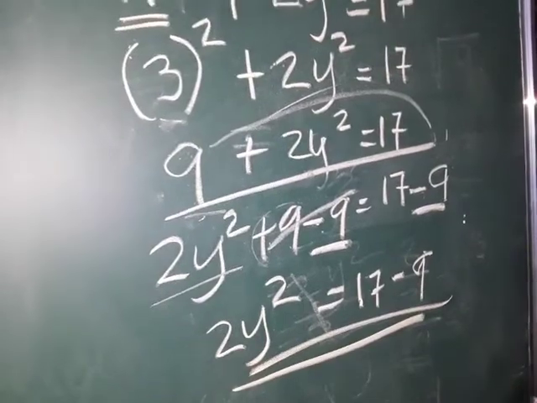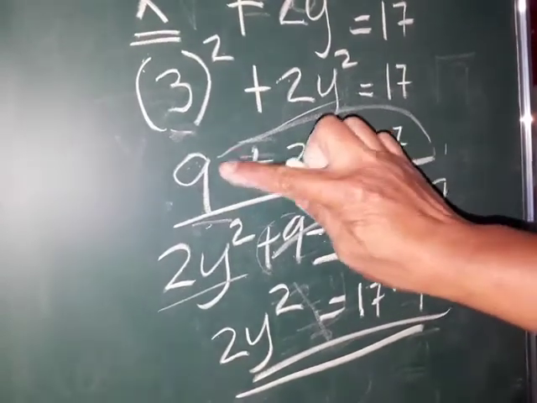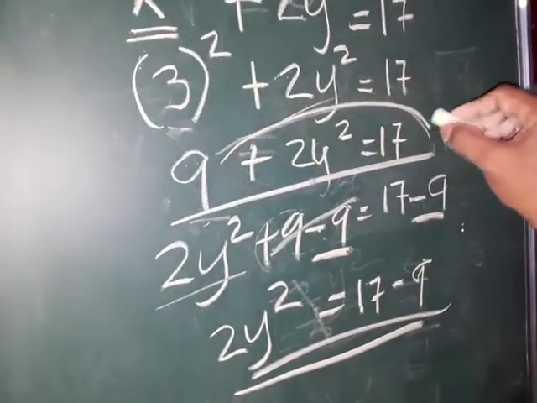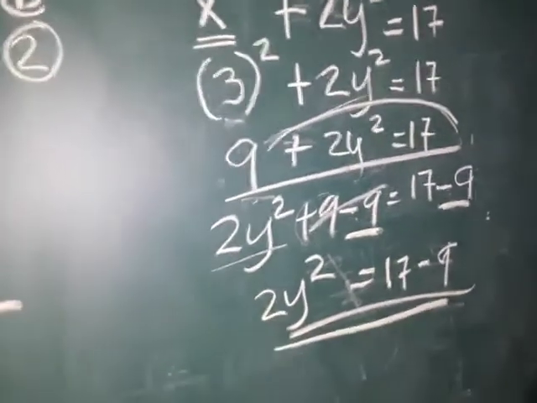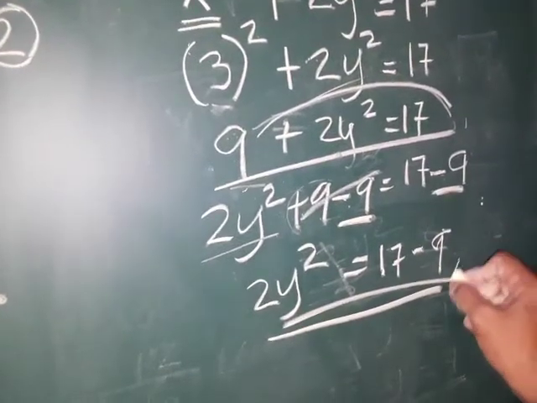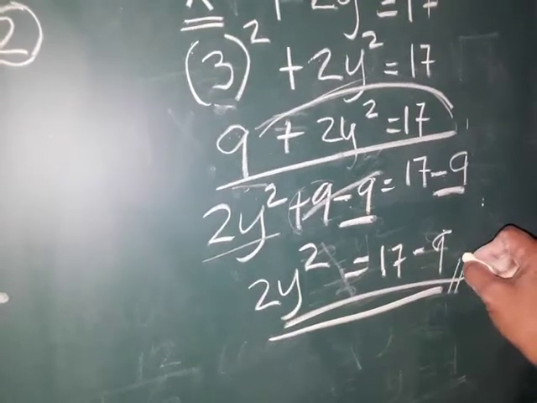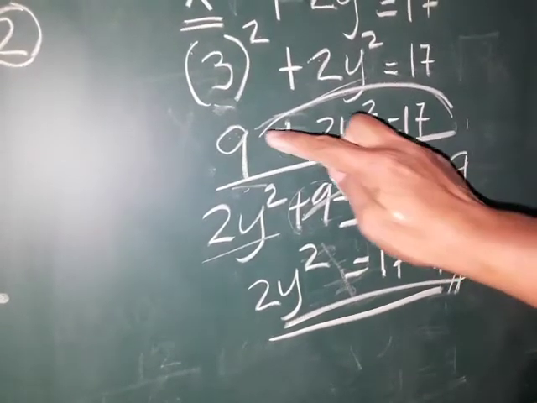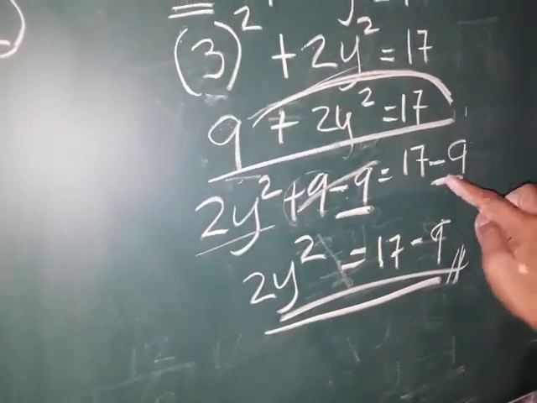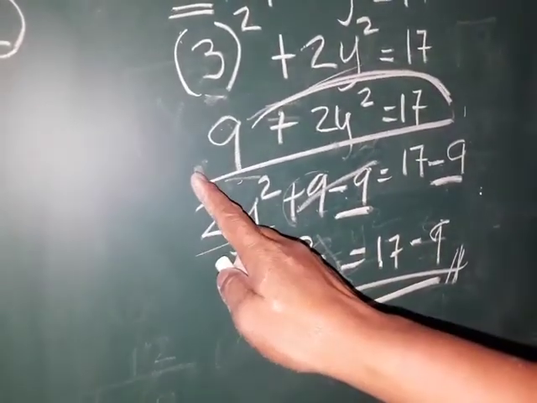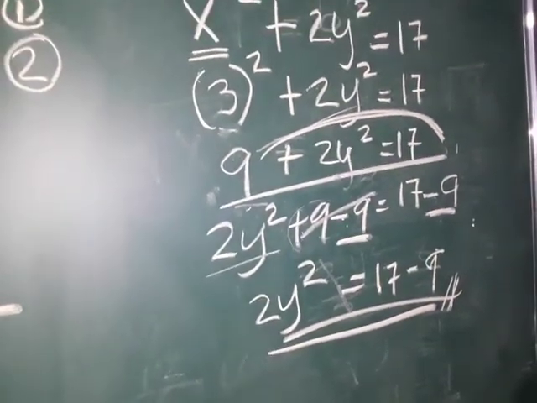Okay, that's how we get it. But what we usually do is transposing. That is the shortcut method. As long as you know how or why, why it became negative if positive, or if negative it became positive. That is the reason why.